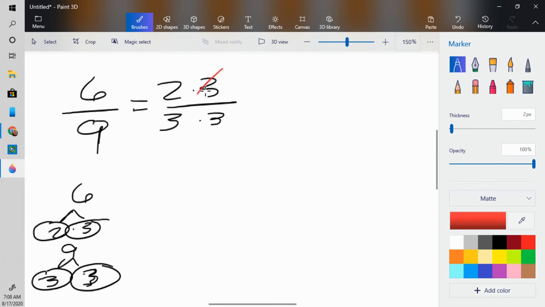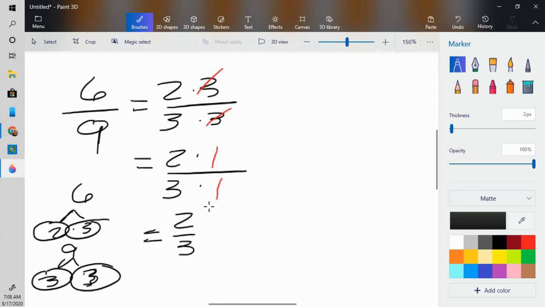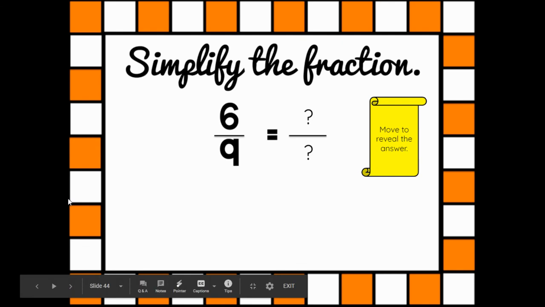We cross out our common factors. We multiply what's left, so we get 2 times 1 over 3 times 1. And that's going to give us our simplified fraction of 2/3. So 6/9 is going to equal 2/3. Okay. All right. So 6/9 again is going to equal 2/3.